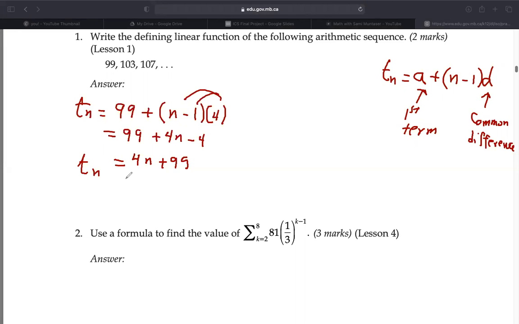If you know what n is, you can always just plug it in and you'll find whichever term you're looking for. So if it's the 11th term, you just go T11 equals 4 times 11 plus 95, and so on.